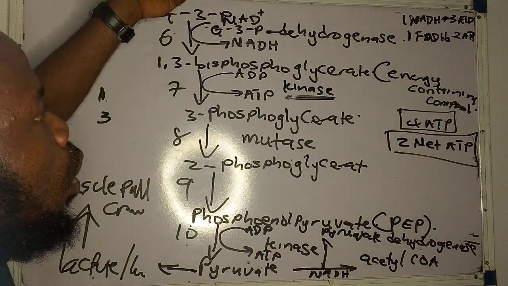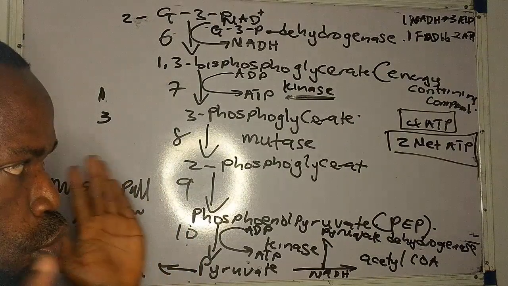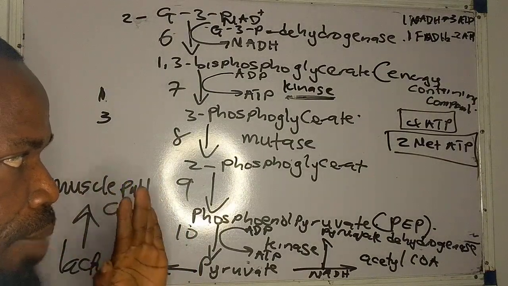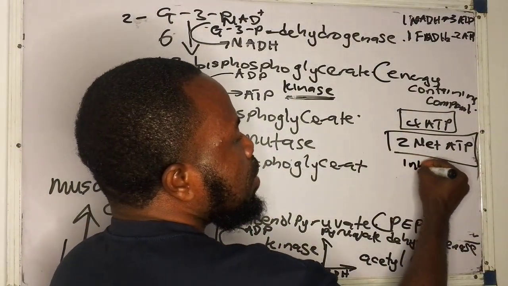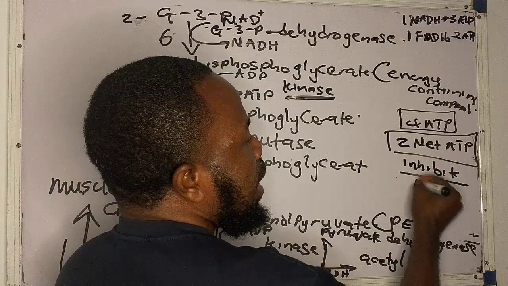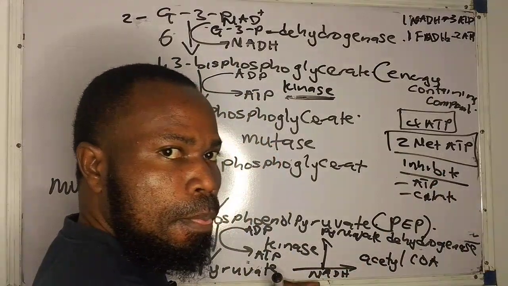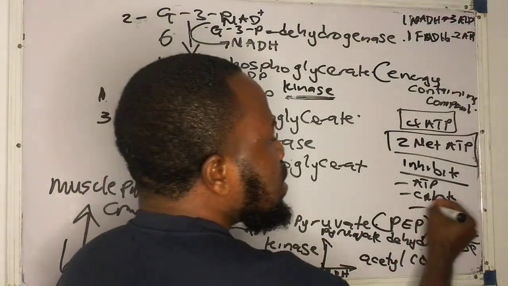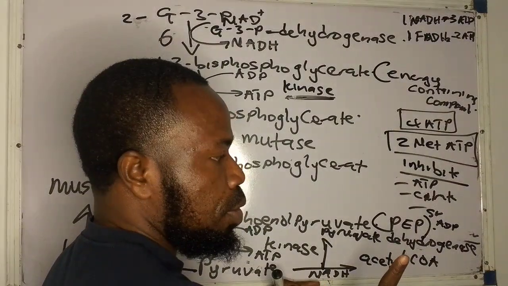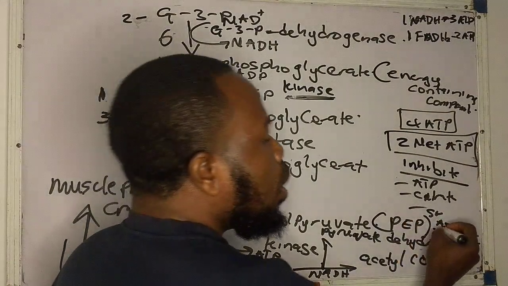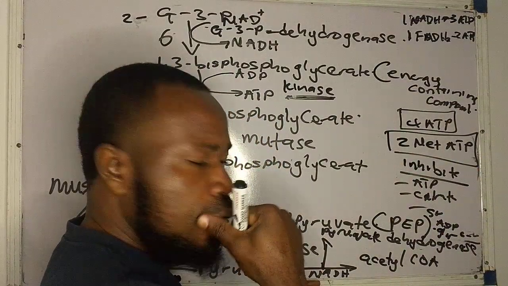So you can see all these breakdowns: what inhibits, what stimulates. So let's break them down. Now please pay attention to this. What inhibits the glycolytic pathway? I said ATP inhibits, and citrate also inhibits the glycolytic pathway. What stimulates the glycolytic pathway? A high amount of ADP stimulates it. Glucose 6-phosphate also stimulates the glycolytic pathway.